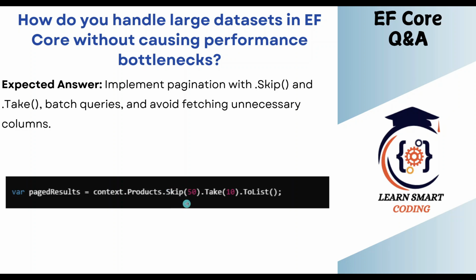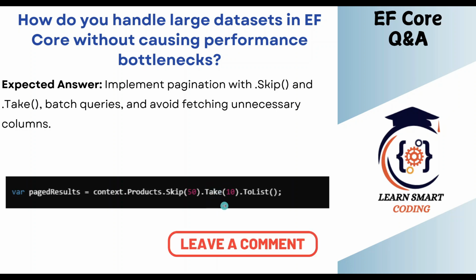For example, I'm saying skip the first 50 records, take the next 10 records. So 51 to 60. So it's like pagination, right? You're on the 6th page. Each page will display only 10 records. So you can use these kinds of methods to get a particular data set using EF Core.